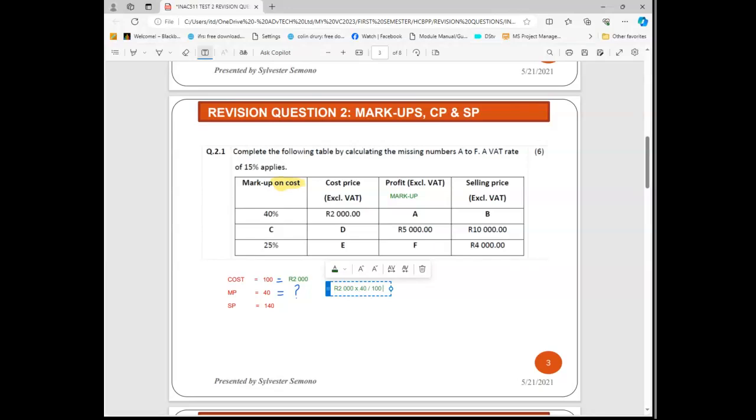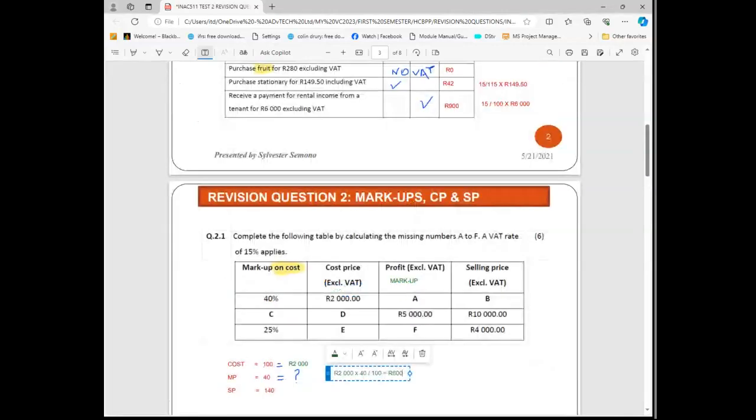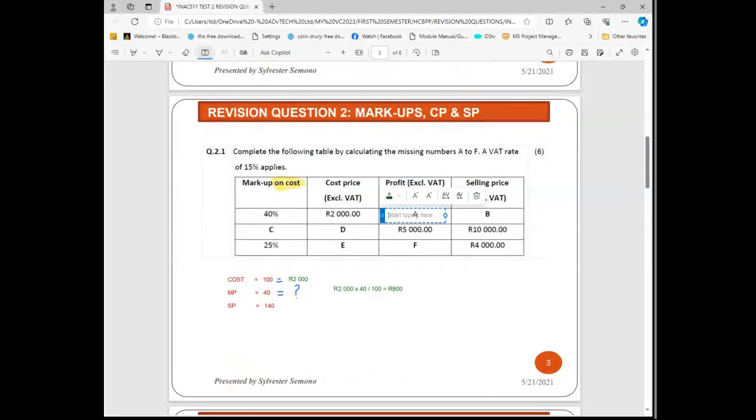Makes sense. I understand. Now we're going to try another one. Don't worry. How much do we get? Let me calculate. 800. So here we have 800. Any questions so far? No questions. How easily can we find B?